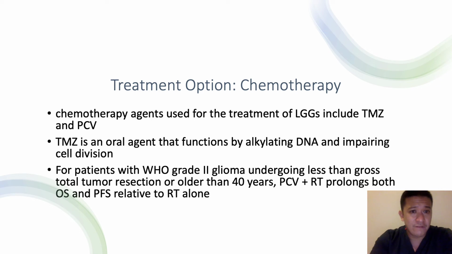Now, chemotherapy for low-grade gliomas: the agents used for treatment are temozolomide and PCV. Temozolomide is an oral agent that functions by alkylating DNA and impairing cell division.